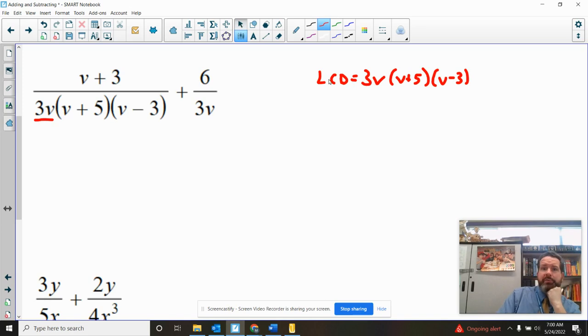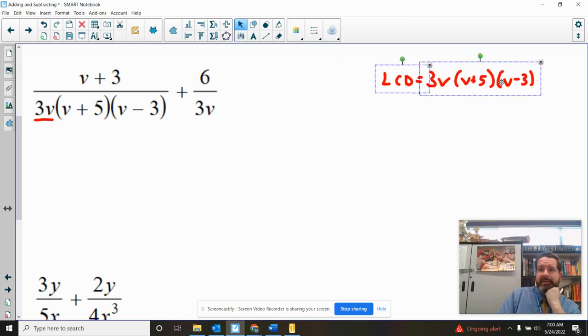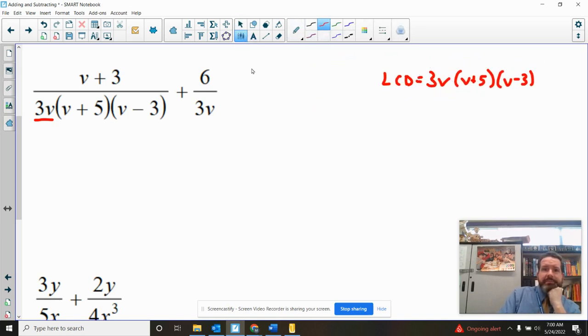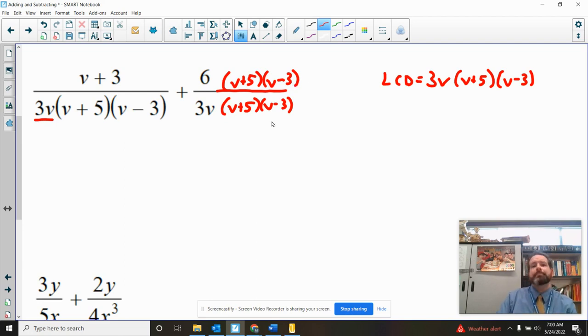I'm gonna move you over a little bit, fella. And let's now adjust. I need this denominator to match this one. It already does. Nothing to change. I need the second denominator to match this one, which means I need to multiply in this v plus 5 and this v minus 3. Next up is the simplification step. First fraction doesn't change at all.